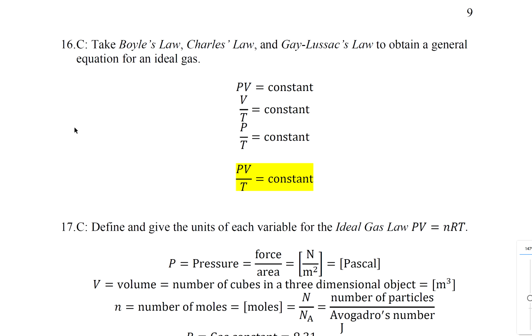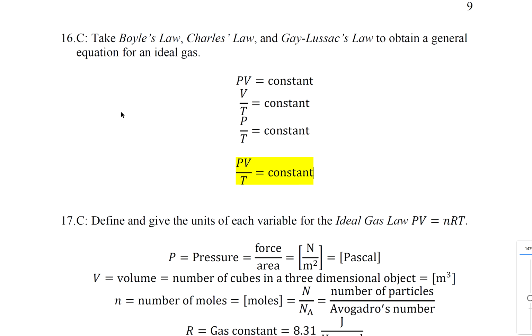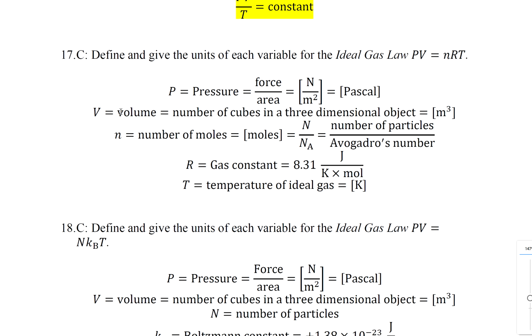Question 16. Take Boyle's law, Charles's law, and Gay-Lussac's law to obtain a general equation for an ideal gas. So PV over T equals a constant. Question 17. Define and give the units of each variable for the ideal gas law. So this is the ideal gas law: pressure times volume equals number of moles times a constant, called the gas constant, times temperature.